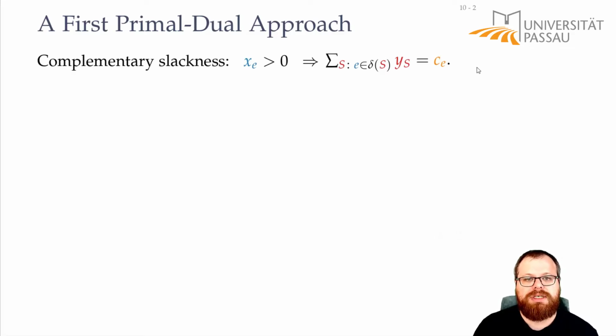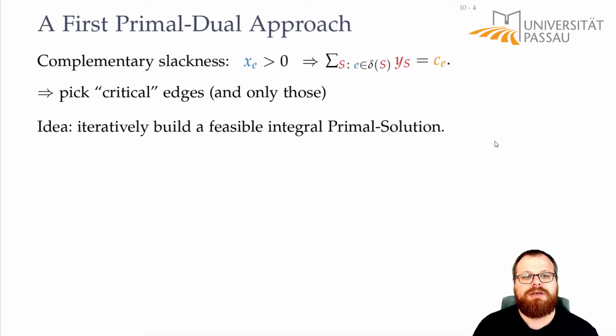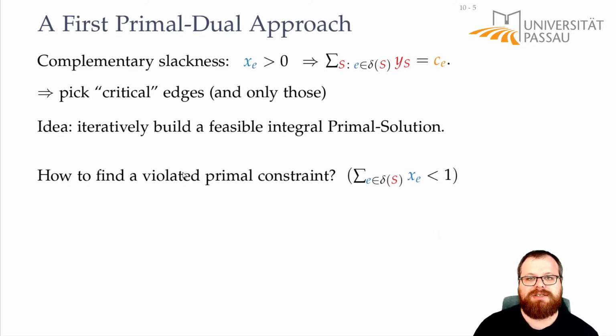So what we want to do is increase those cuts until some edge is completely covered. And that's then the so-called critical edge. And then we want to pick this edge into our forest for the primal solution. And we only want to pick those that are completely covered. So we iteratively build a feasible integral primal solution by this. In the beginning, it's just an integral and infeasible one, but if we keep doing this, at some point it will become feasible.